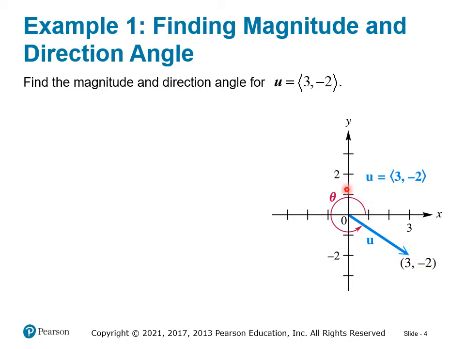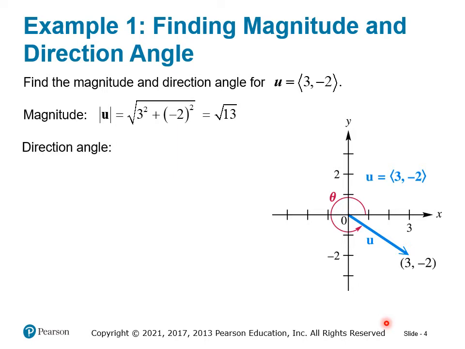And again, remember our angle measure theta is the positive direction from the x-axis. Okay, so we're going to have an angle greater than 270. All right. The magnitude of our vector is simply the square root of x squared plus y squared. In this case, it's the square root of 13, the square root of 3 squared plus negative 2 squared.